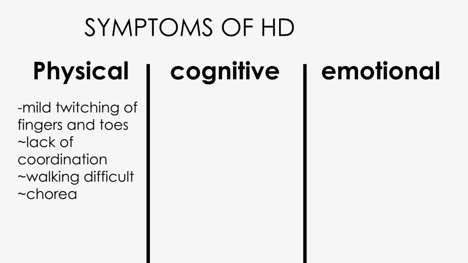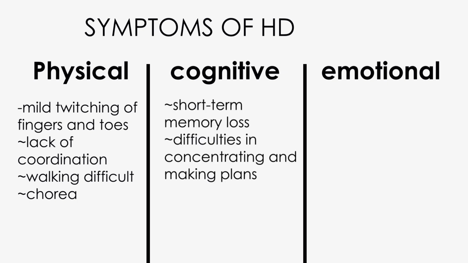Symptoms of Huntington disease. For easy understanding, we have classified them into groups, starting with physical, cognitive, and emotional symptoms. With physical symptoms, these include mild twitching of the fingers and the toes. There's lack of coordination and a tendency to knock things over. And also these patients suffer from walking difficulties and dance-like or jerky movement of the arms or legs, which is termed as chorea. With the cognitive symptoms, there's short-term memory loss and difficulty in concentration and making plans.